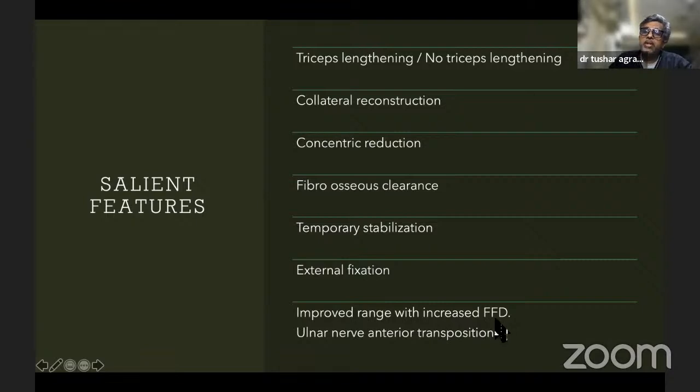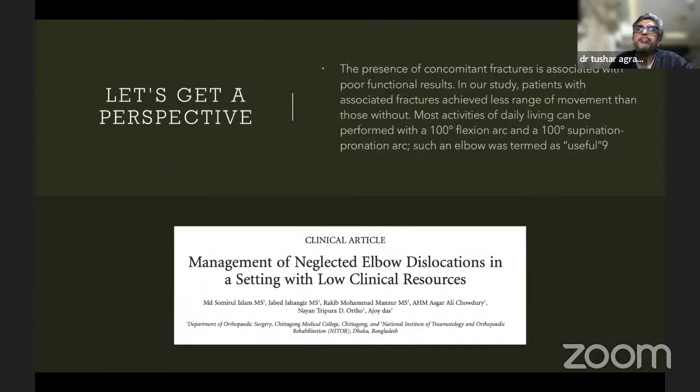So there is a possibility that the patient started like this and came only up to this. Now the patient will land up with this, but he will have better range, a better functional range of movement. So it's always fruitful to operate on neglected elbow dislocation. And if the ulnar nerve is getting tented, then and only then you do the anterior transposition.